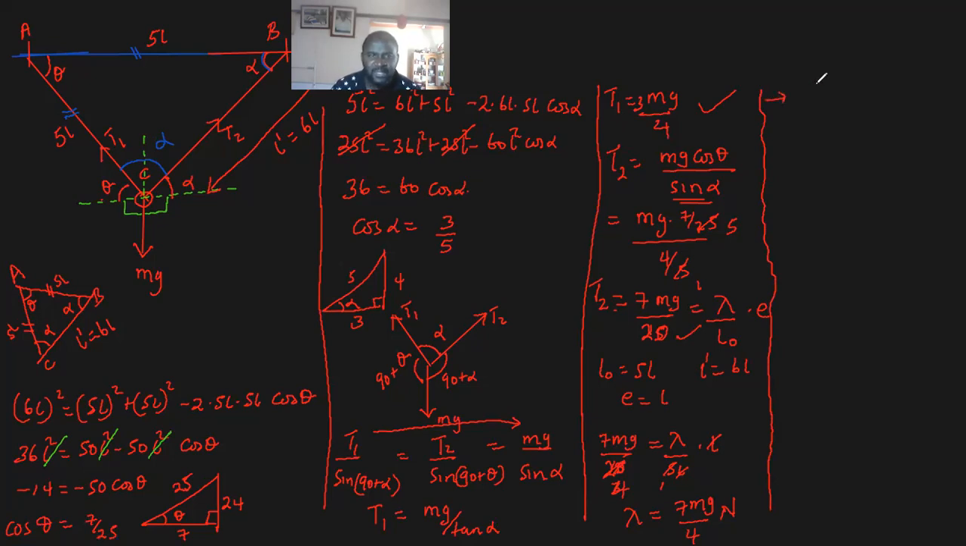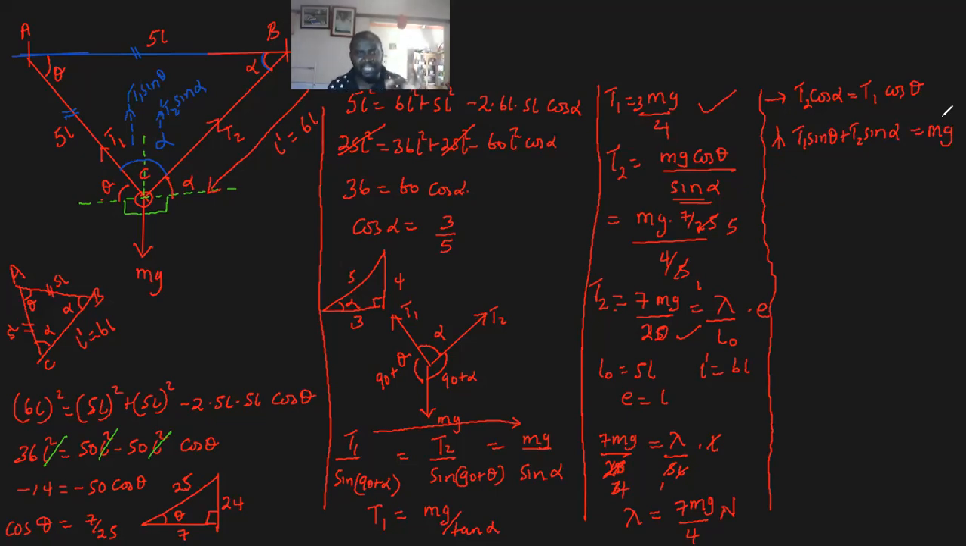Resolve horizontally. You will have T2 cos alpha is equal to T1 cos theta. Then vertically, there is trouble there now. That is why Lami was important. Now let's check here, vertically. When I resolve vertically, this is what I will attain. T1 sine of theta, T2 sine of alpha. So we shall have T1 sine of theta plus T2 sine of alpha. They should both give me the weight.